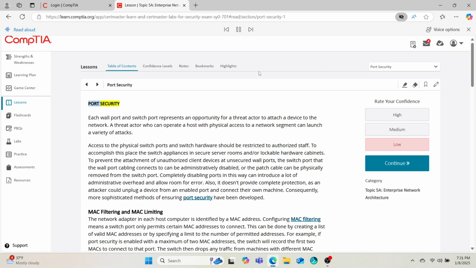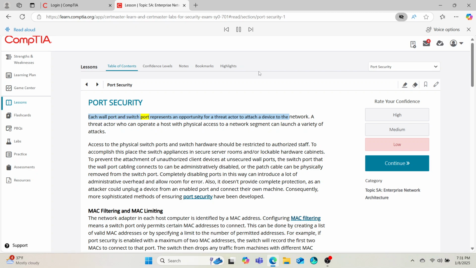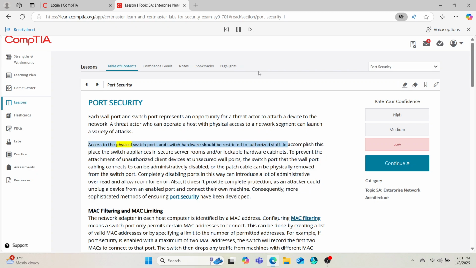Port security. Each wall port and switch port represents an opportunity for a threat actor to attach a device to the network. A threat actor who can operate a host with physical access to a network segment can launch a variety of attacks. Access to the physical switch ports and switch hardware should be restricted to authorized staff. To accomplish this, place the switch appliances in secure server rooms and/or lockable hardware cabinets.